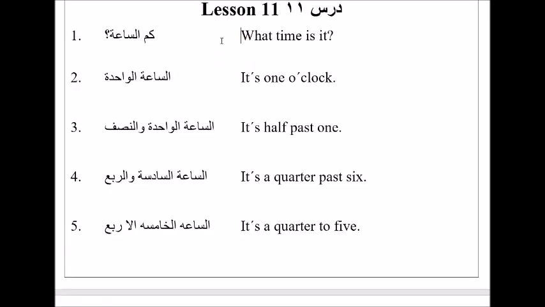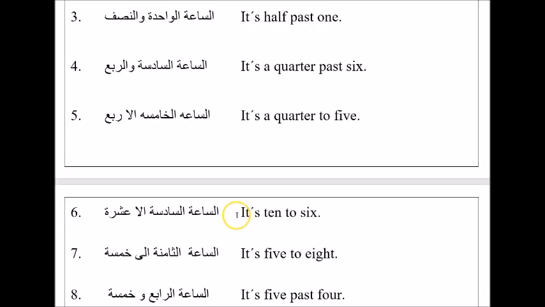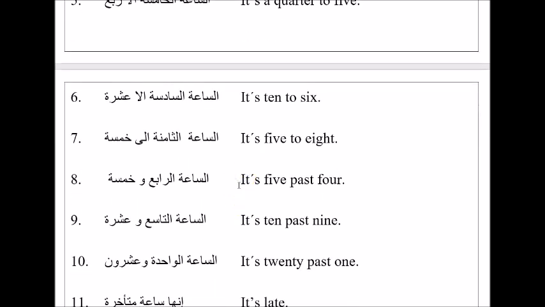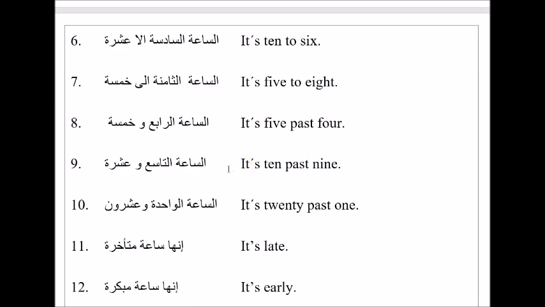تكرار. What time is it? It's 1 o'clock. It's 1:30. It's 6:15. It's 4:45. It's 6:10. It's 5 to 8. It's 4:05. It's 9:10. It's 1:20. It's late. It's early.